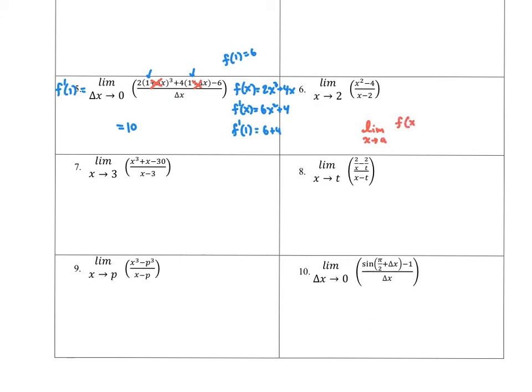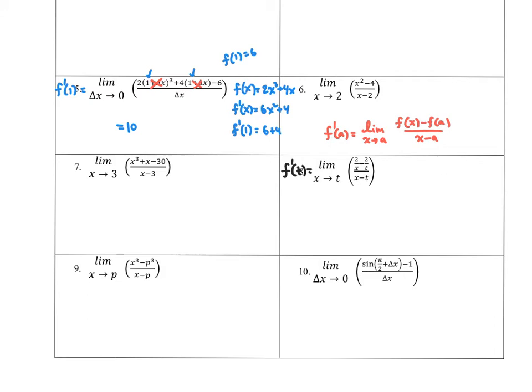Notice that I have f of x minus f of a over x minus a, except now I have x approaching t. So this is the definition of the derivative of f at a. What I'm looking for here is the derivative at x equals t. That's what this limit will evaluate to. It'll be the slope of the function at x equals t.